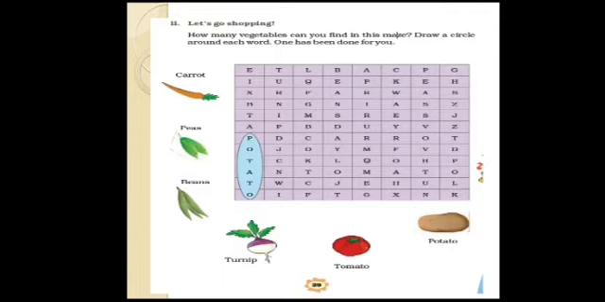Next activity is there. How many vegetables can you find in this maze? Draw a circle around each word. One has been done for you. So you have to complete this activity in textbook only. Okay, page number 29. Some vegetables are there in the maze. You'll find and just complete the work. Okay, it is very easy and you will enjoy.